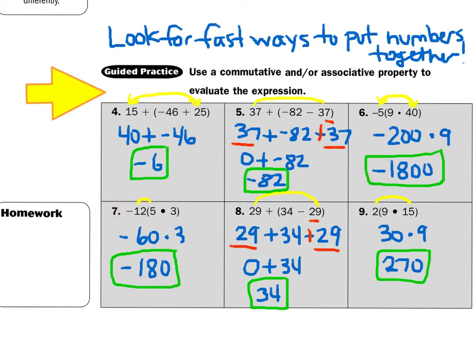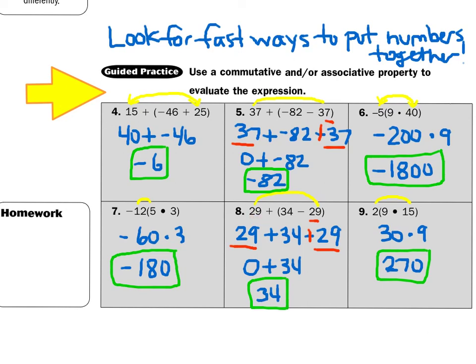Take a look at number 7. I have negative 12 times 5 times 3. I'm going to do the negative 12 times 5 first, just because, again, that's easy. So negative 12 times 5 gives me negative 60, and then negative 60 times 3, the signs are different, so my answer is negative, and it's negative 180.